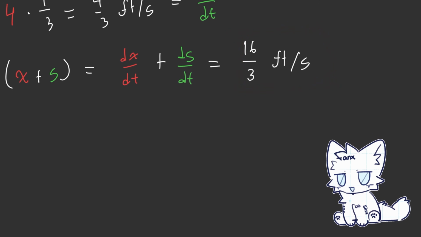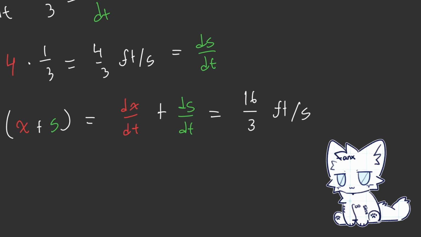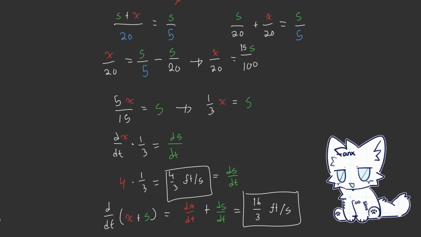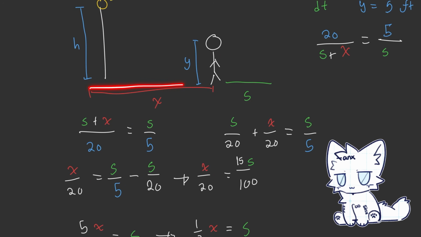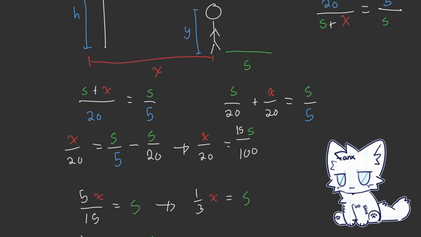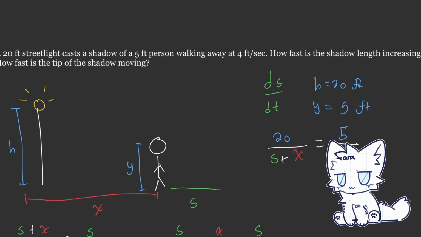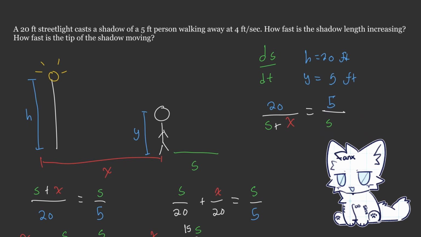Let me box both of my answers. So that is the rate at which this entire length is increasing, not just the length of the shadow, but the length of the entire thing, the tip of the shadow. That is the street lamp problem.